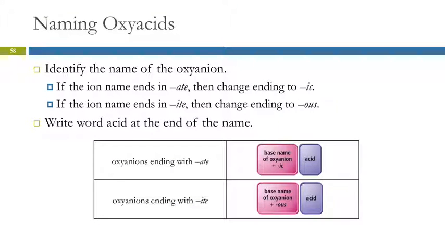Okay, the oxyacids. The oxyacid names are based on the names of the oxyanions. Those are those polyatomic ions that you're supposed to memorize. You look at the ending of the oxyanion's name. If it ends in "ate," you change the ending to "ic." If it ends in "ite," you change the ending to "ous," and then you put the word acid on it. So you've got "ic" and "ate" and "ite" and "ous," and you have to remember how they go together.